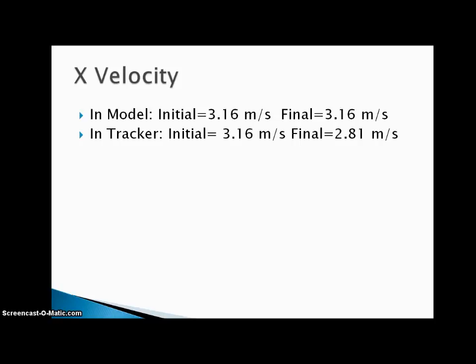However, in tracker, the initial velocity is 3.16, but the final velocity is 2.81 meters per second. This means that there must be some force acting on this object in the x direction. Now, what does this mean? This means that we cannot just assume that in the real world, a projectile has no change in momentum in the x direction. This video shows that there must be something acting on this object in the x direction. This video is only 0.8 seconds long, and the ball decelerates by over 0.3 of a meter per second. That's a significant change in velocity.